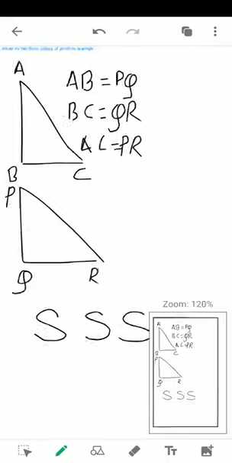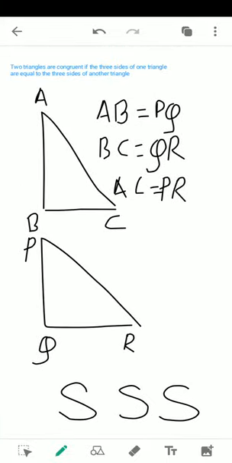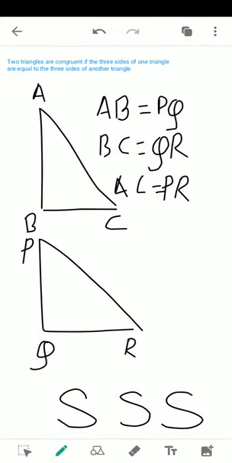So let's start with this statement, which reads something like this. Two triangles are congruent if the 3 sides of one triangle are equal to the 3 sides of another triangle. So what we can infer from this statement is these two triangles ABC and PQR will be congruent if and only if AB equals PQ, BC equals QR, AC equals PR. Again, please remember the word corresponding.